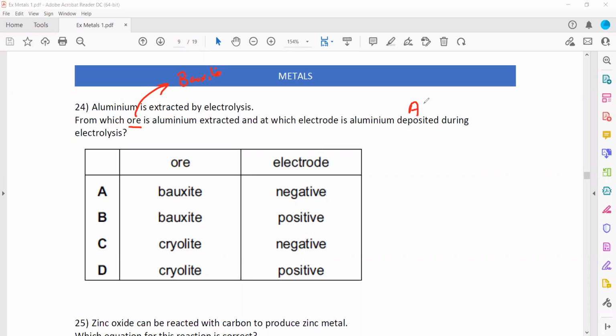And at which electrode is aluminium deposited? Aluminium is a positive ion. Which one is it attracted to? Positive ions are attracted towards the cathode, or the negative electrode. So the electrode is negative and the ore is bauxite. So A should be the right answer.